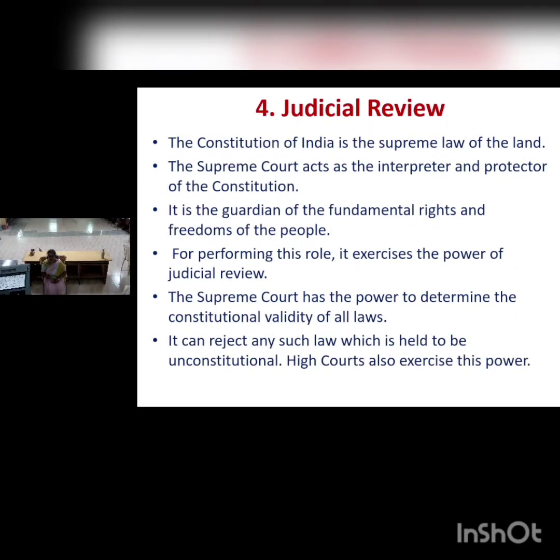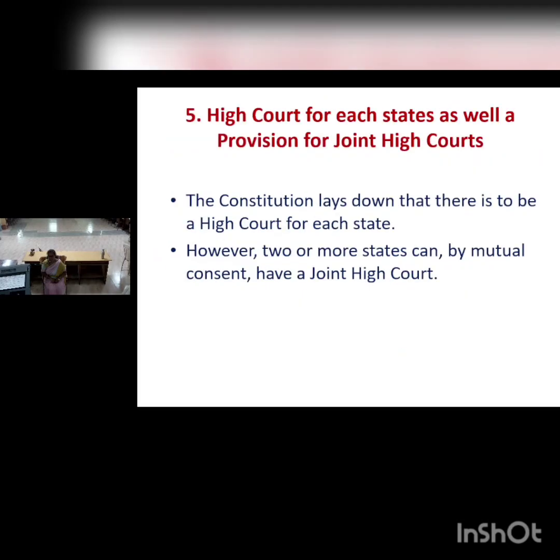And the fourth feature of the Indian judicial system is judicial review. The Constitution of India is the supreme law of the land. The Supreme Court acts as the interpreter and protector of the Constitution. It is the guardian of the fundamental rights and freedoms of the people. For performing this role, it exercises the power of judicial review. The Supreme Court has the power to determine the constitutional validity of all laws. It can reject any such law which is held to be unconstitutional. High Courts also exercise this power.